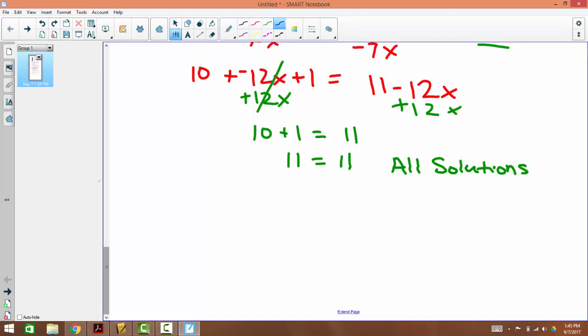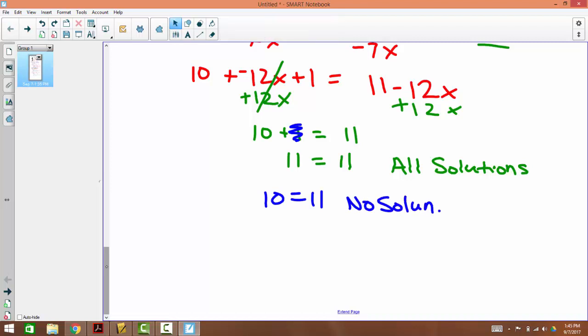If by chance this wasn't there and it was 10 equals 11, that is never true. So that would have been no solution. But that was not the case, so I'm going to erase that so that nobody is confused.